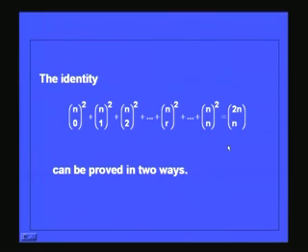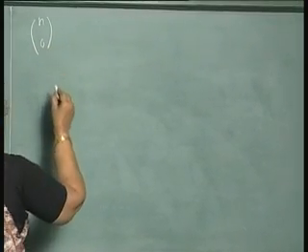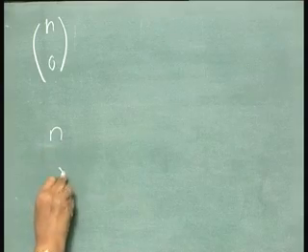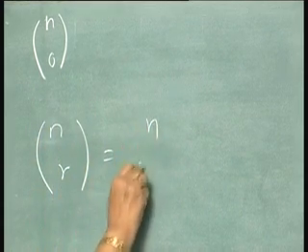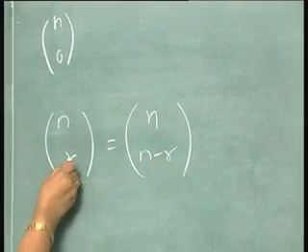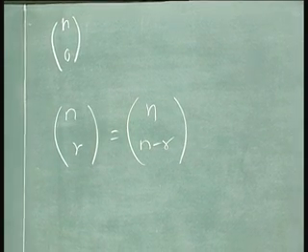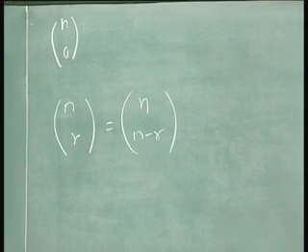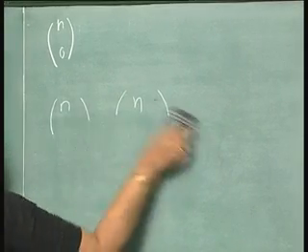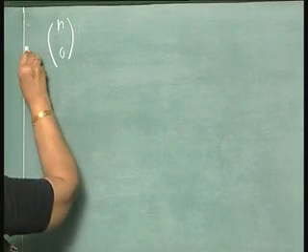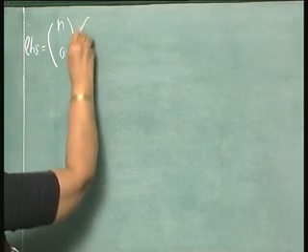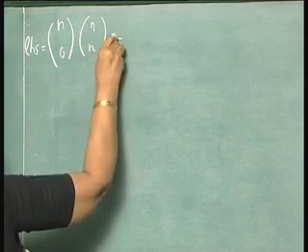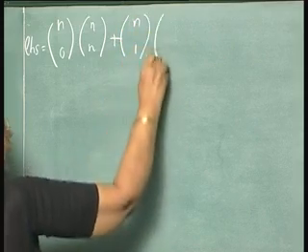Now, the left hand side is nC0 whole squared, but you know that nCr is equal to nC(n minus r). This we know, the number of ways of choosing r objects out of n objects is the number of ways of leaving out n minus r objects out of n objects. So, this identity we know. Making use of that, the left hand side will be equal to nC0 nCn plus nC1 nC(n minus 1) and so on plus nCn nC0.